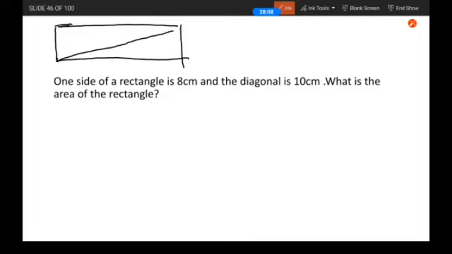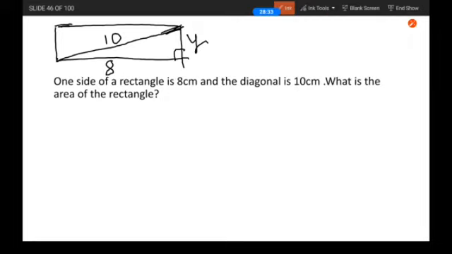So a diagonal is anything that is drawn from one edge to the other. So 10 centimeter, and one of the sides is 8 centimeter. Let's say that we are looking for this side now. Why? Because to find the area, we use length times breadth. So we have a right angle triangle, right? So let's bring out that right angle triangle.